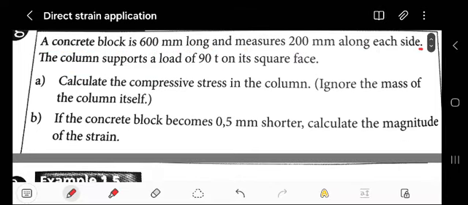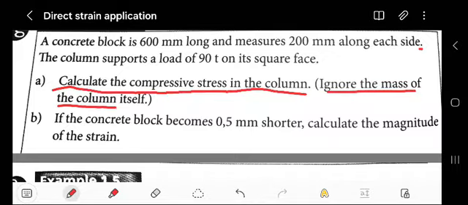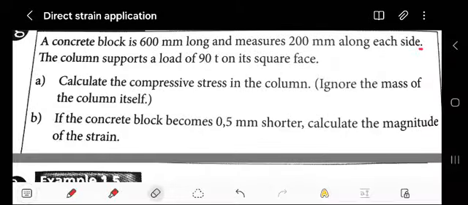Then it says calculate the compressive stress in the column. Ignore the mass of the column itself. Okay, it's fine. Then we want to calculate the compressive stress. You know this is simply a stress, where stress is force over area. We will understand that, right?